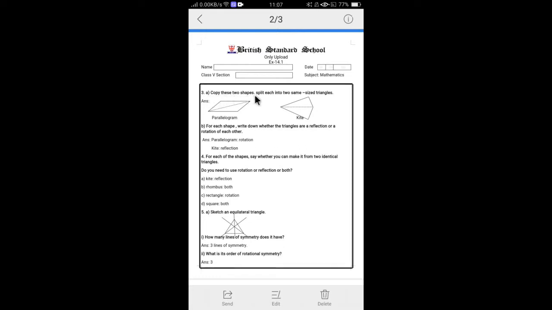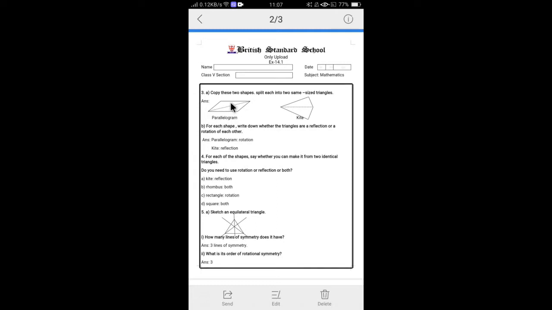Copy these two shapes. The pictures are given in your book, so you have to draw them exactly the same in your copy. Then they're telling you to split each into two same-size triangles. As you can see, the middle line I have drawn later; at first it was not there. Split means you have to cut from one corner to another corner. You have to draw a diagonal line.